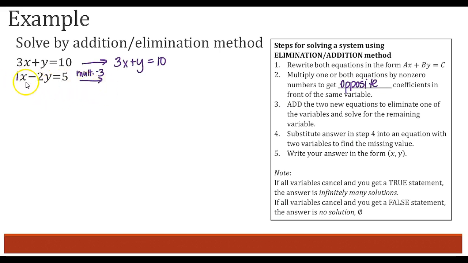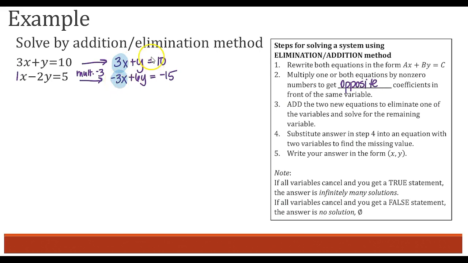So I have to multiply 1x times negative 3, and that's going to give me negative 3x. I have to multiply negative 2y times negative 3. That's going to give me a positive 6y. And I have to multiply 5 by negative 3. So that's going to give me negative 15. So every single term gets multiplied by negative 3. And what I've done is I've created my terms with opposite coefficients. So I have positive 3x and negative 3x.